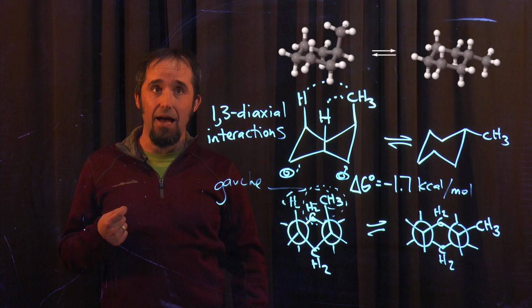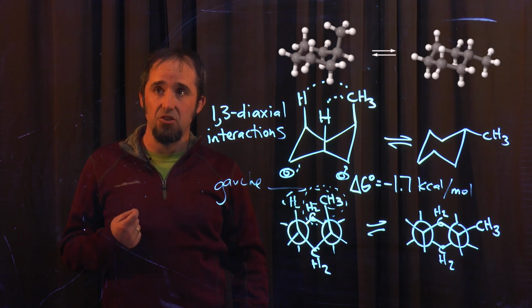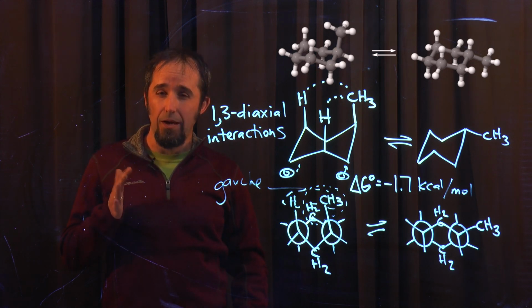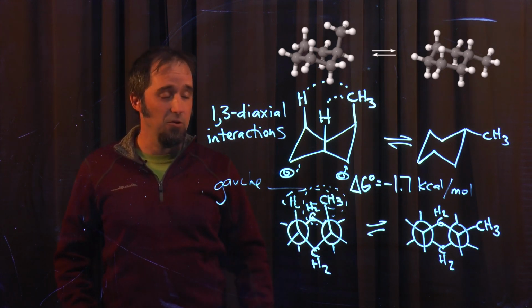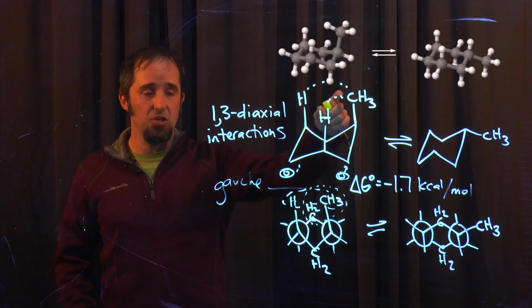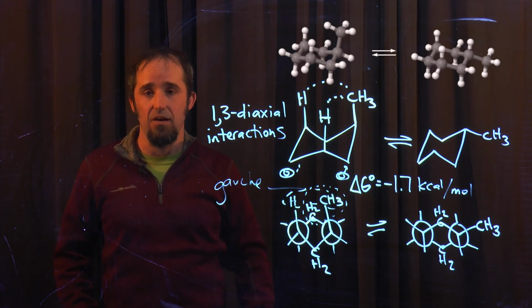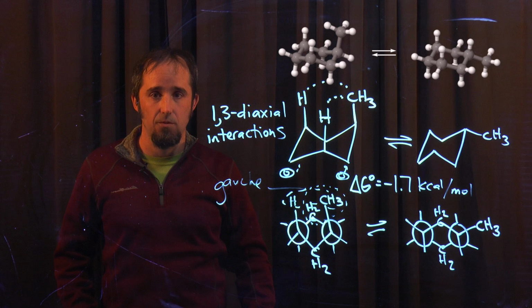If you remember back, each gauche interaction in butane was about 0.8, 0.9 kilocalories per mole. And so here, it looks like the math works out pretty easily. Two gauche interactions gives us about 1.7 kilocalories per mole.